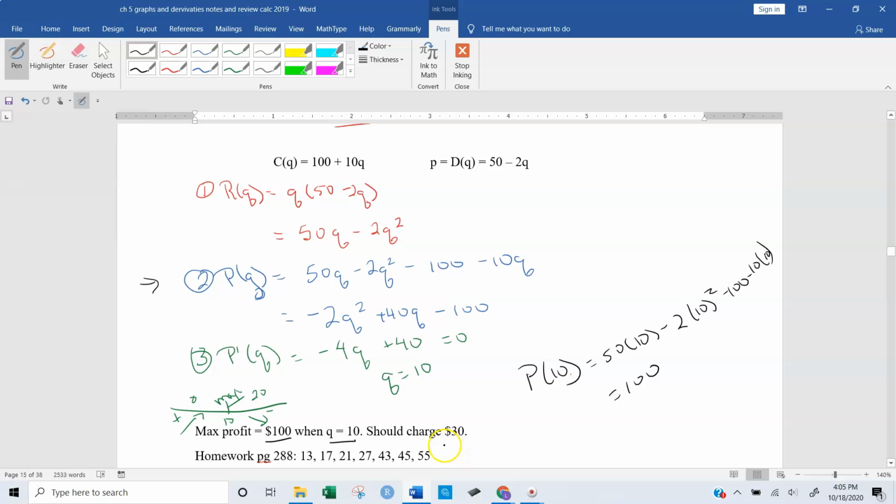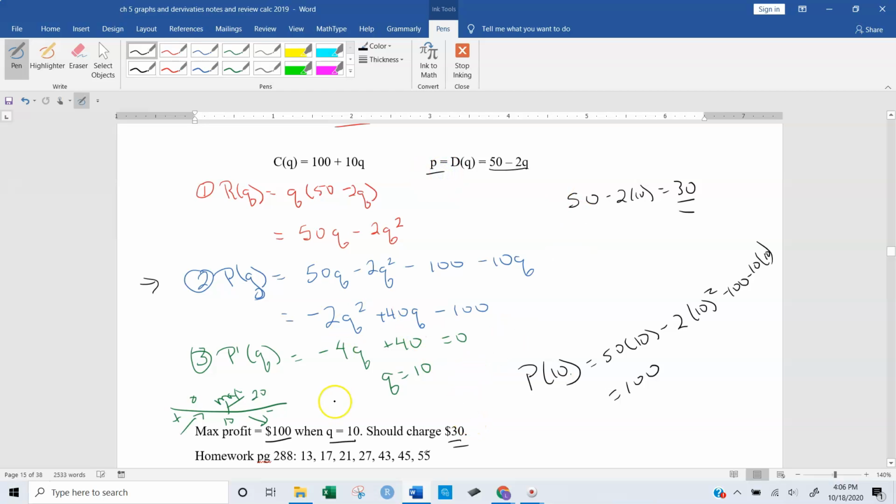Any questions? Why do you think we should charge $30? Any idea where that comes from? It's from up here. So when you take the 50 minus the 2 times the 10, this equals 30. That's the price you should plug in. A very good thing to know. All right, so that's your price.